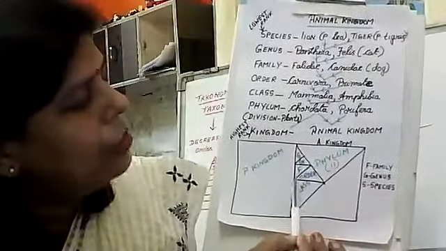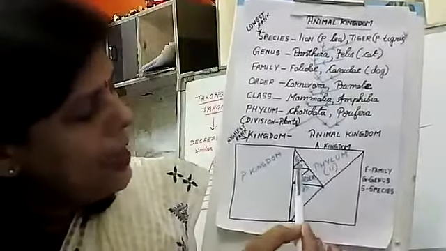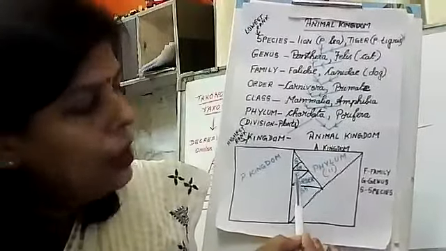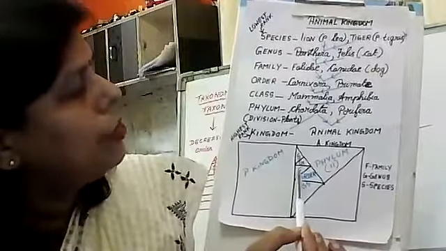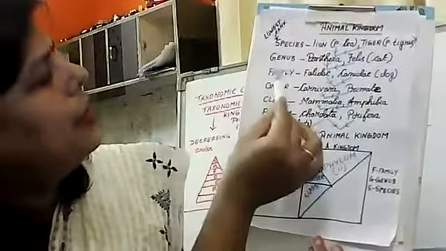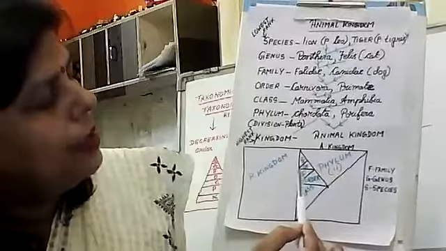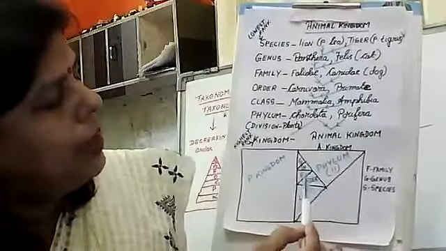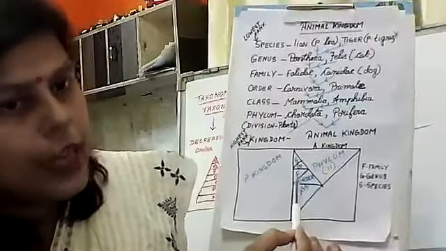Then again, now you take this particular family, the whole group triangle. Again, among them, some differences are there. As a result, the families are divided into smaller groups, which are known as the genus. That means G, I have written only G. If you take this particular triangle and this particular triangle, they represent two genera.